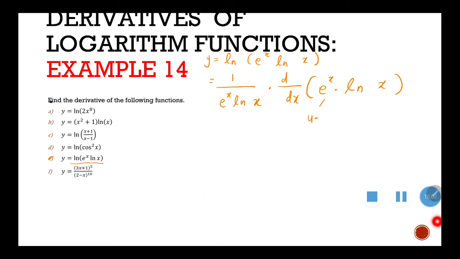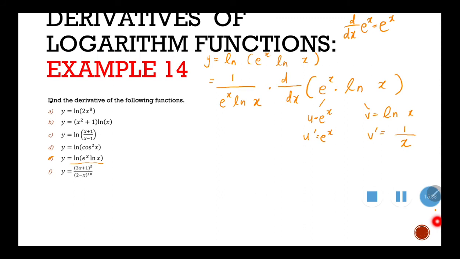Okay, so u is e to the power of x, and u prime is also e to the power of x. This is a formula we will come across soon, but for your sake here, you just have to remember that d/dx of e to the power of x is also e to the power of x. For v it is ln x, and v prime should be 1 over x.